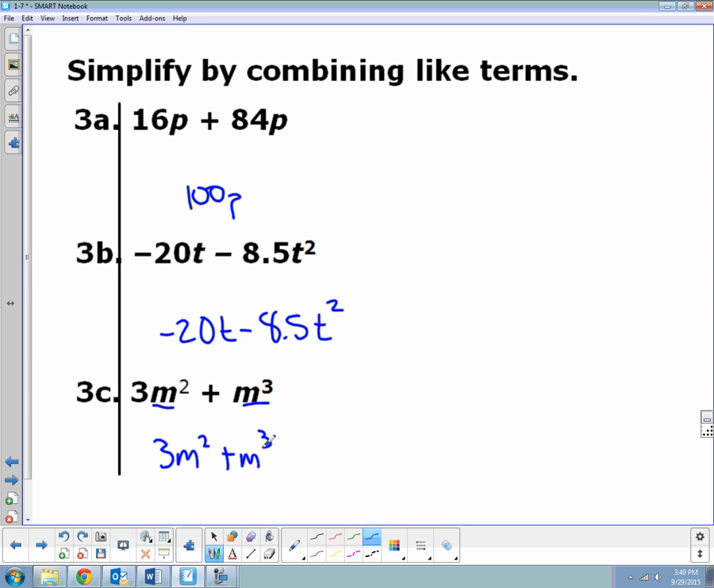On a test or a quiz or on a book assignment, I am going to ask you to rewrite it, and don't just put "can't." Because it is simplified. That's as simplified as it gets. So that should be your answer for these 3 here.